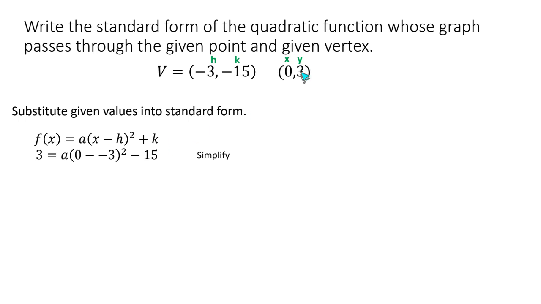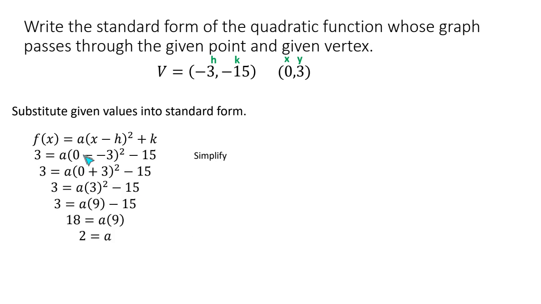So here I have y is 3. I'm going to put 3 is equal to a, which we don't know, times x is 0, minus our h, which is negative 3, and our k, which is negative 15. If we simplify, negative, negative is positive 3, 0 plus 3 is 3, and if we square the 3, we get 9. So I'm going to add 15 to both sides, so 15 plus 3 is 18, and we get 18 is equal to a times 9. So divide by 9, and we get a is equal to 2.